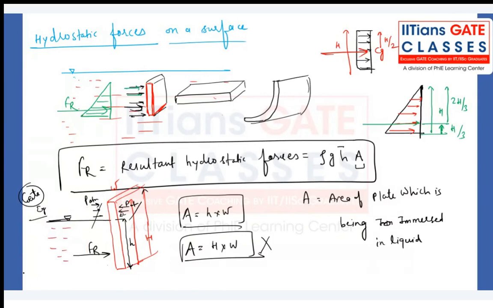Now, rho is nothing but the density of the liquid which is being surrounded by that particular plate or surface. g is nothing but the gravity. h bar is nothing but the what? What is the h bar? Anyone know? The centroidal distance of the plate from a free surface. The centroidal distance of a particular plate from a particular free surface. Now let's see what is the centroidal distance and how to calculate that. Let's focus on that.